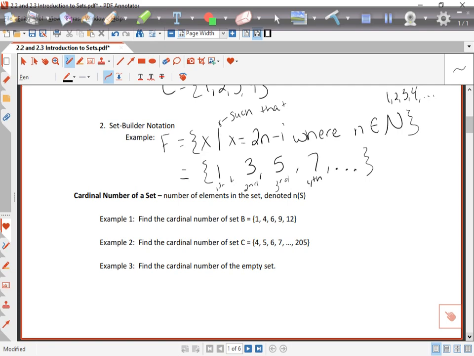Looking at the first one here, find the cardinal number of set B, which is 1, 4, 6, 9, and 12. This is a set that shows all of its elements. The cardinal number is the number of elements in B, and here we could just count them off. So 1, 2, 3, 4, 5.